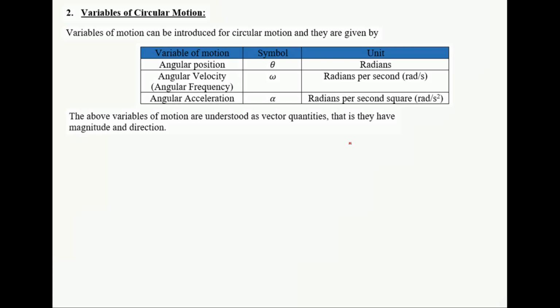The above variables of motion are understood as vector quantities, that is, they have magnitude and direction. What about the direction? The default positive direction associated with circular motion is the anti-clockwise direction. Then the motion of the hands of the clock is considered the clockwise direction.